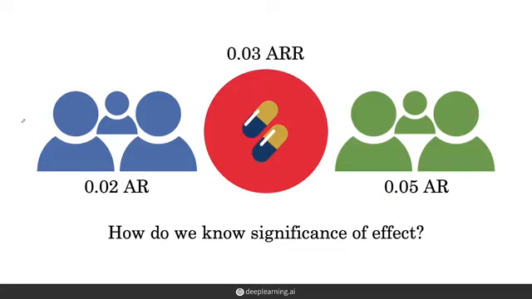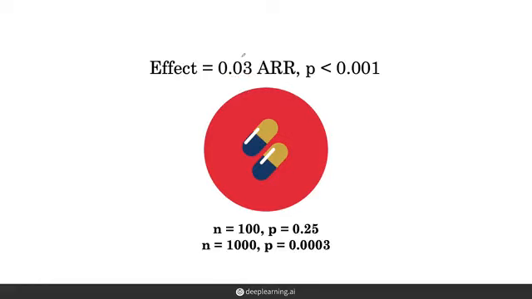However, the doctor now asks you whether it could have been possible that the treatment really had no effect, and the observed effect of the treatment, which is 0.03 ARR, was really by chance. Now, when reporting the treatment effect, it is also common to report its associated p-value to convey the statistical significance of the results. Here's what a p-value of smaller than 0.001 says.